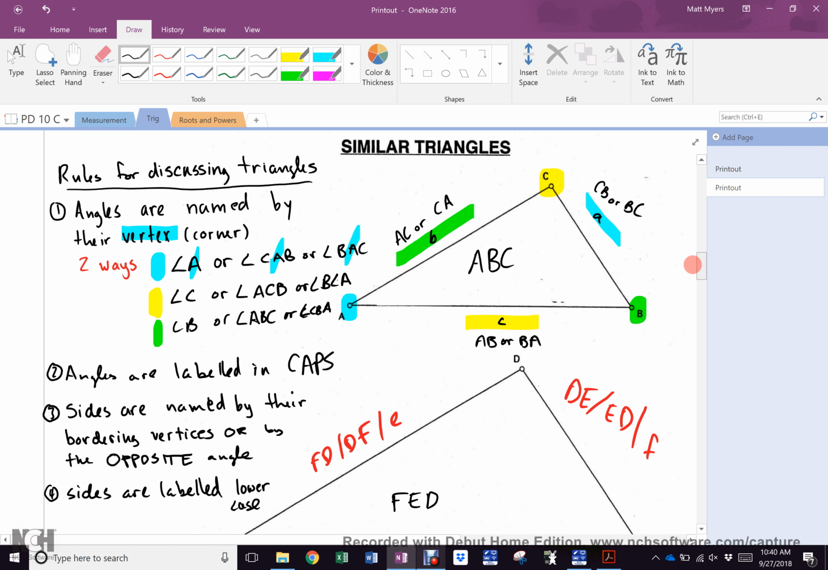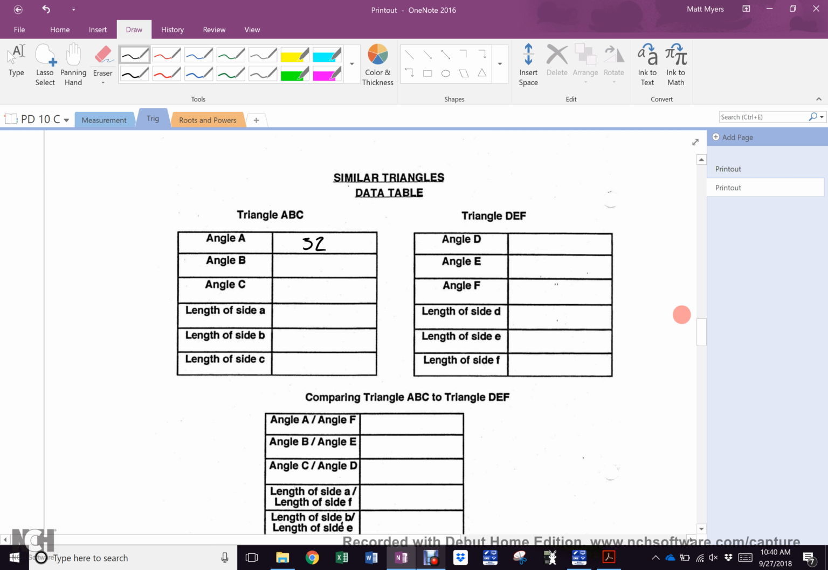And angle B is something like 67. And angle C, you should automatically know now. Why? The angles have to equal 180, right? So it's 99, so this is 81. Everybody cool?